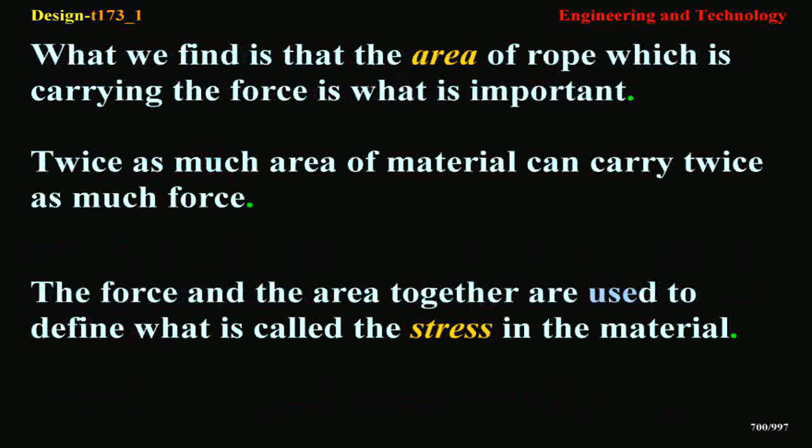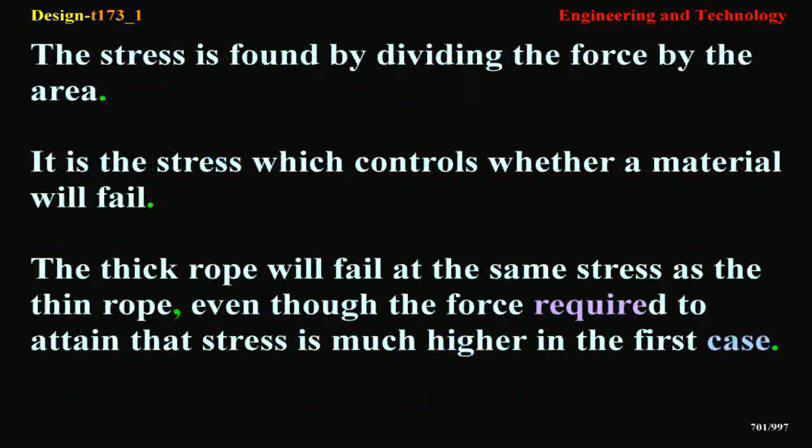The force and the area together are used to define what is called the stress in the material. The stress is found by dividing the force by the area. It is the stress which controls whether a material will fail. The thick rope will fail at the same stress as the thin rope, even though the force required to attain that stress is much higher in the first case.